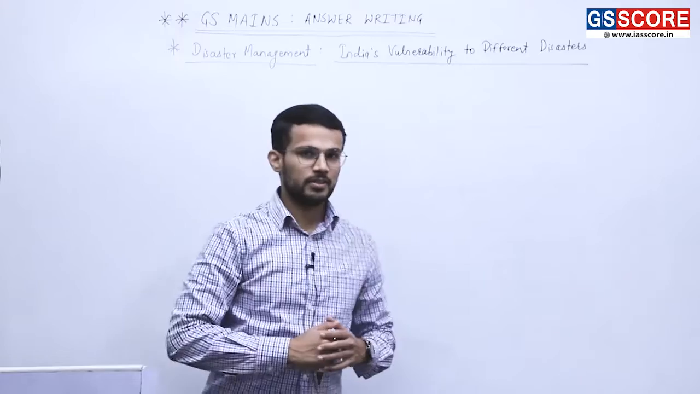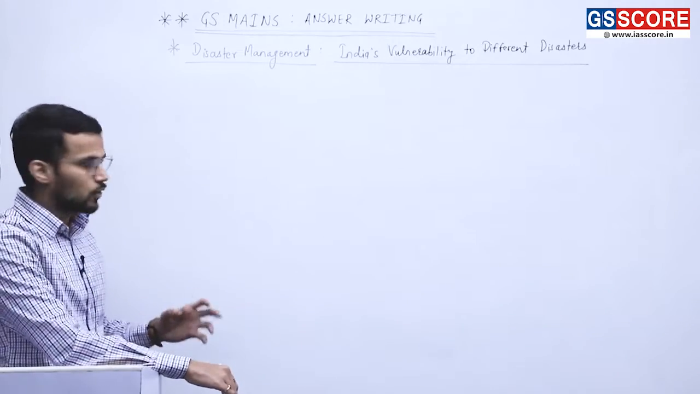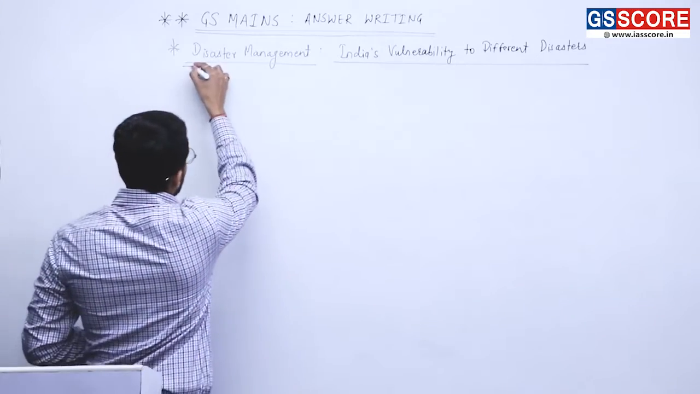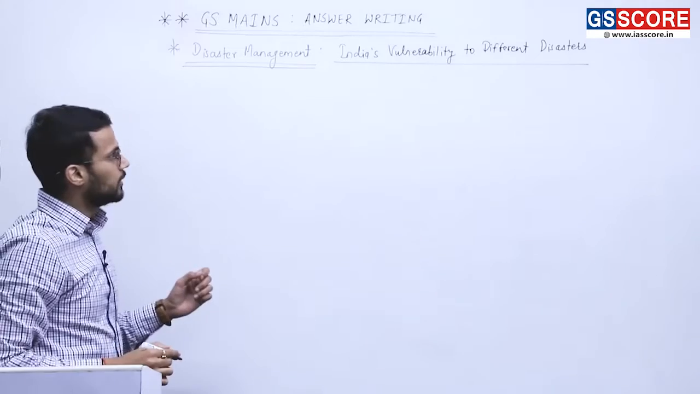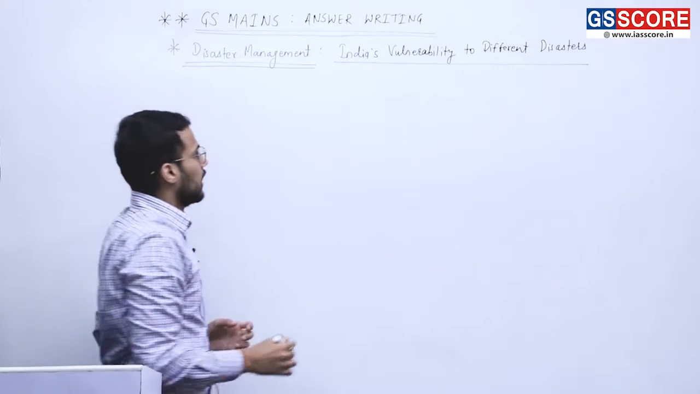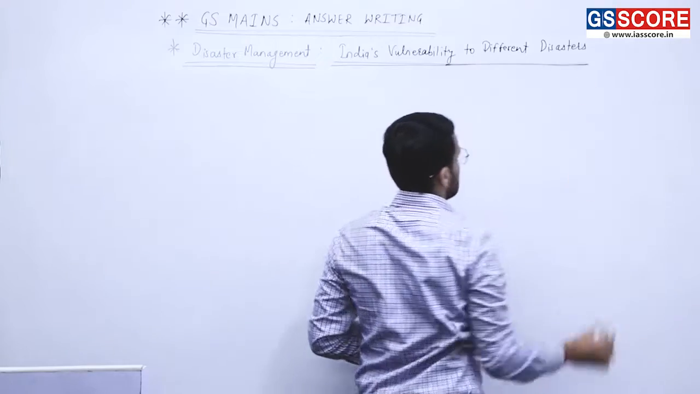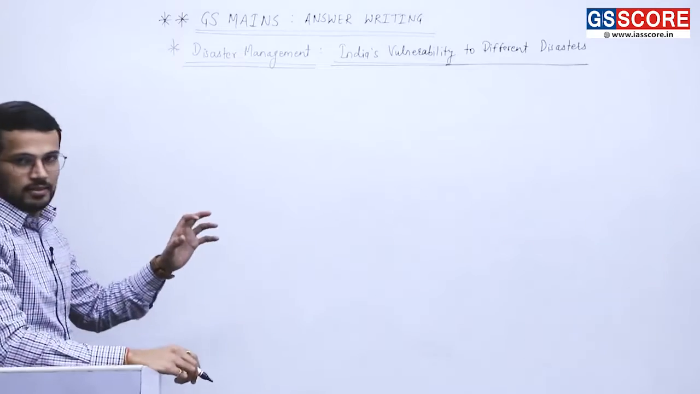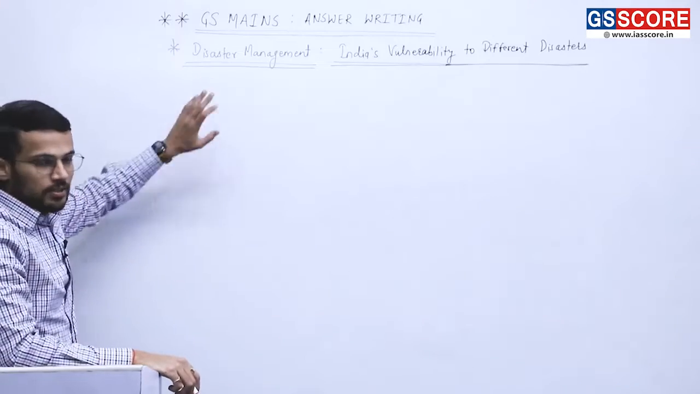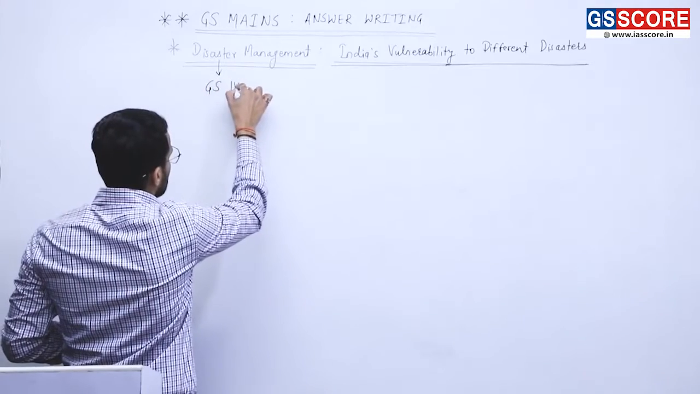Today in this session we'll be discussing GS mains answer writing, and the topic of discussion is disaster management. Under disaster management we will be discussing a theme, and the theme is India's vulnerability to different disasters, right? Before we discuss the theme, you must be aware it is mentioned in GS paper 3.